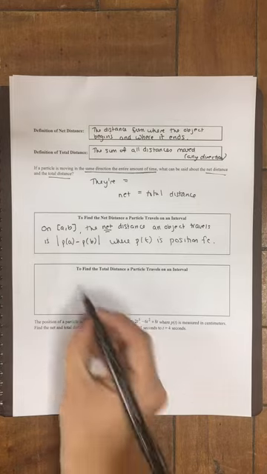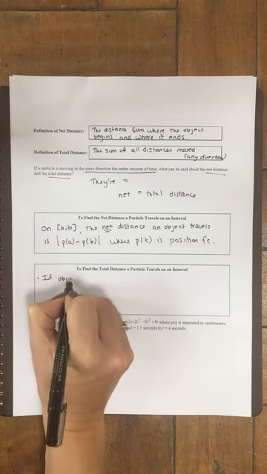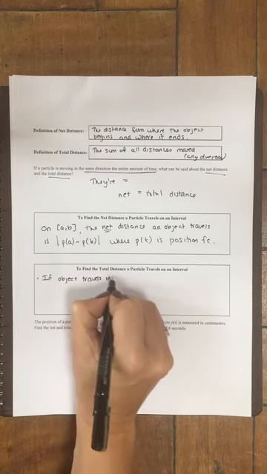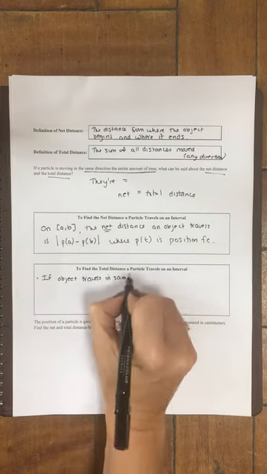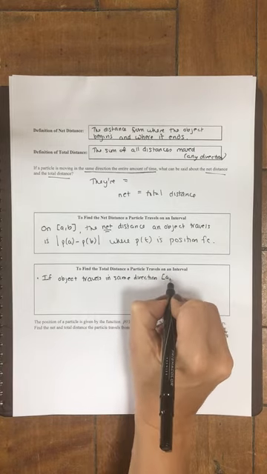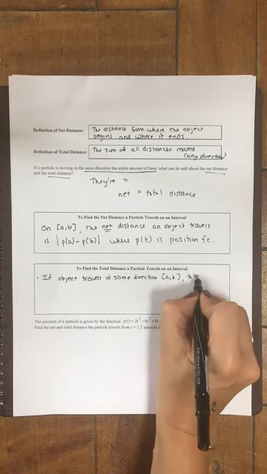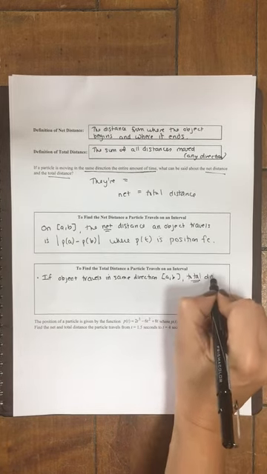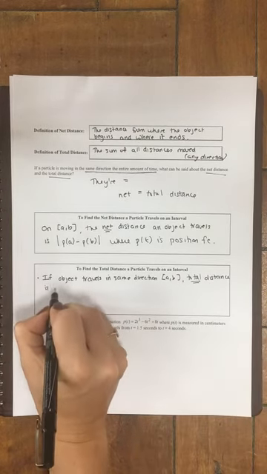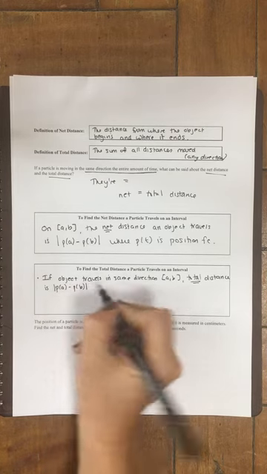Okay? Now to find the total distance an object travels. So there are kind of two points here. If the object travels in the same direction, if it's always moving right or always moving left on some interval a comma b, then the total distance equals the net distance, and that is the absolute value of P of A minus P of B.